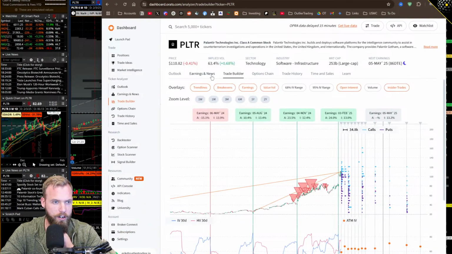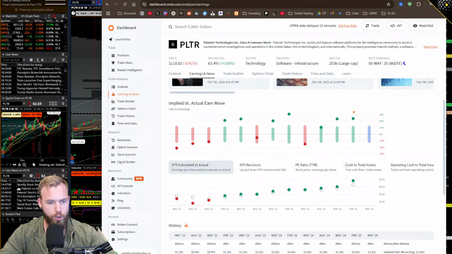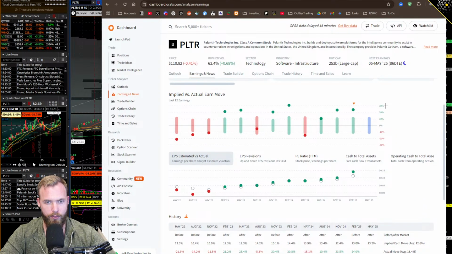So if you come in here, and it doesn't have to be ORATs, you can use anything. Thinkorswim has this. It's just the on-demand tool is broken for looking back in time. So if I look back in time, I can literally see that it's had up moves that are 20% plus. I've seen an up move that's 30%. So that tells me if I'm going to try to fade this through earnings, I can't plan for a 5% move. I have to plan for something that's much bigger than that.